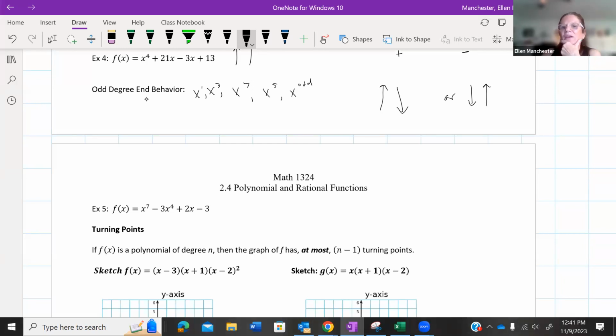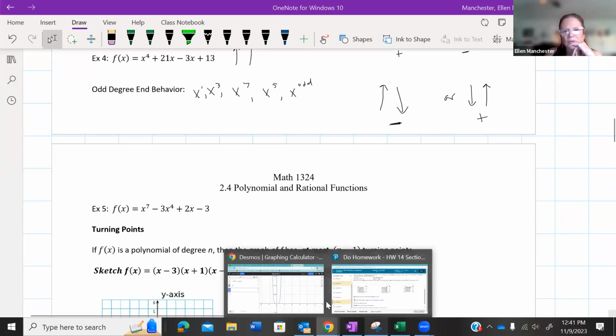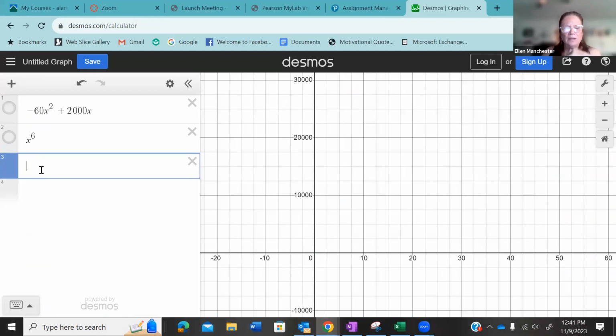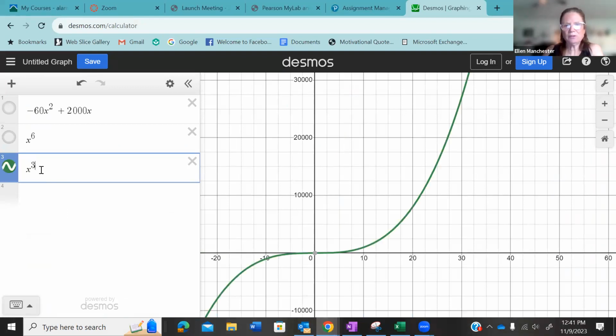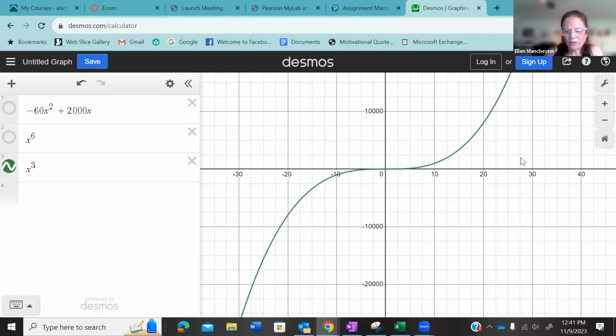How do you know the difference? When it's ending down, it's ending in the negative direction. If it's ending up, it's ending in a positive direction. Okay, so back to Desmos, let me show you. If I had x raised to the 3rd power, you can see it's positive and it's ending on a positive note. So it goes down and then up. So think odd opposite. Odd, you will always have opposite directions.